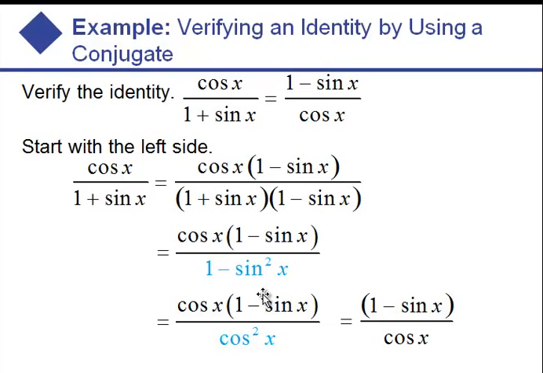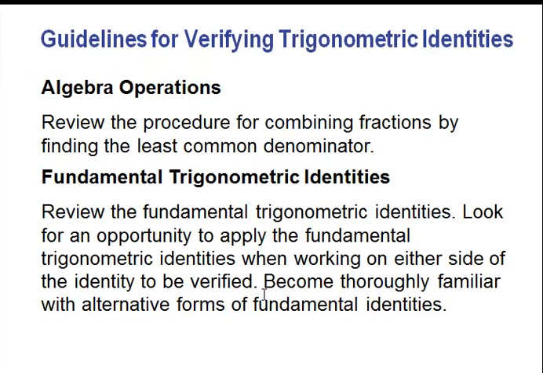One last example using conjugates. Again, we have one fraction equaling another fraction, so we don't have to worry about combining fractions this time, but we have a fraction on the right that just has cosine on the bottom, and we think, well, hey, if I multiply top and bottom by 1 minus sine, I'm going to get 1 minus sine squared, which is going to become cosine squared, and then hopefully some stuff on the top will cancel out, and in fact it does, and it leaves me with exactly what I need to say that it's equivalent to the right-hand side.